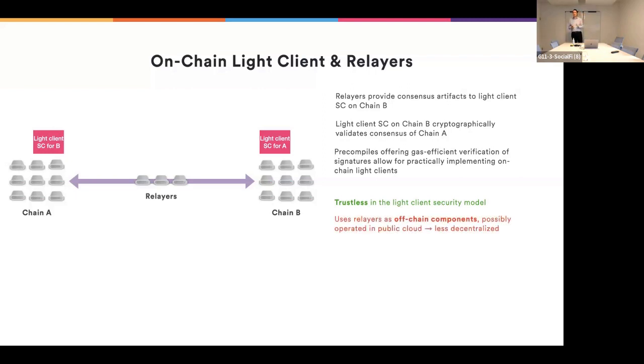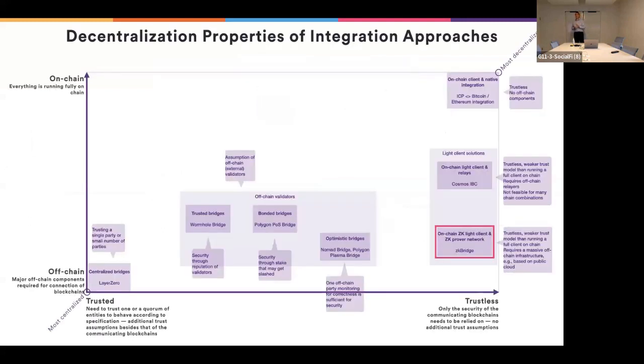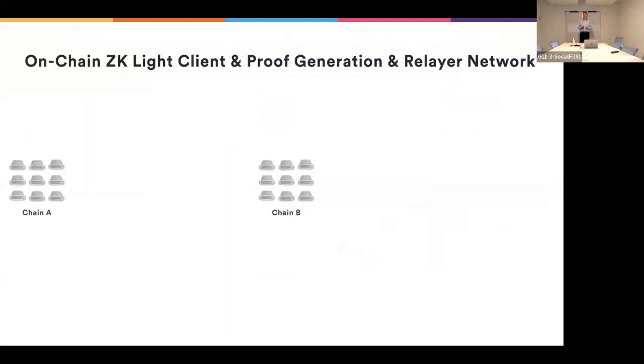So it's trustless in the light client model, very nice. But it uses relayers as off-chain components, not so nice, but yeah, tolerable for many, but still we don't want it really. And one big challenge, it's often not feasible to implement this model because the light client can't be built on many chains because of efficiency reasons. This is exactly what these on-chain zero-knowledge light clients try to resolve. Let's look now how this works.